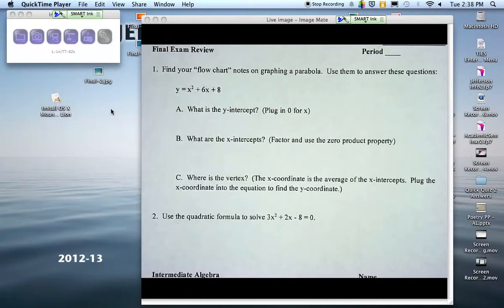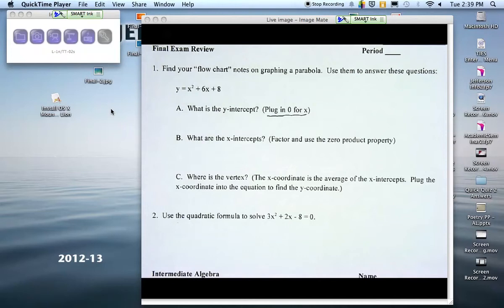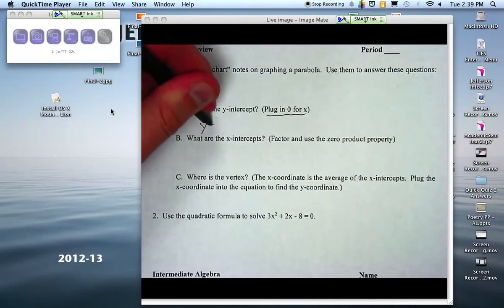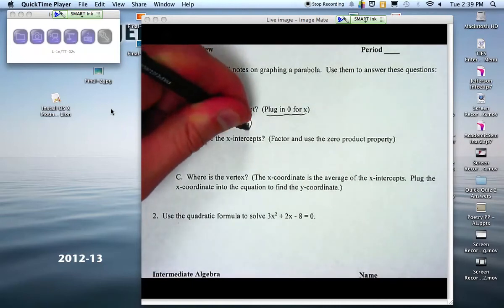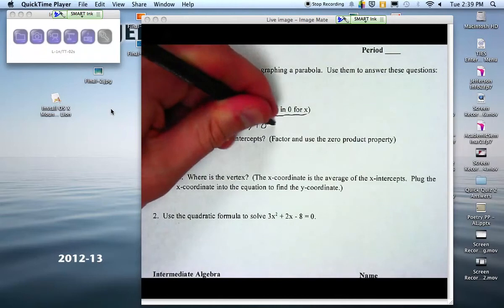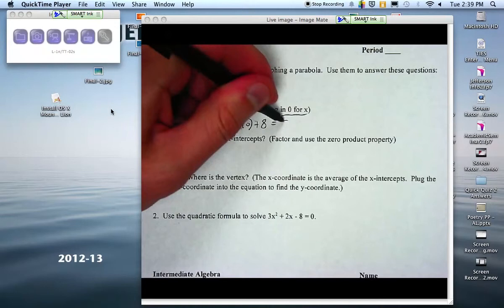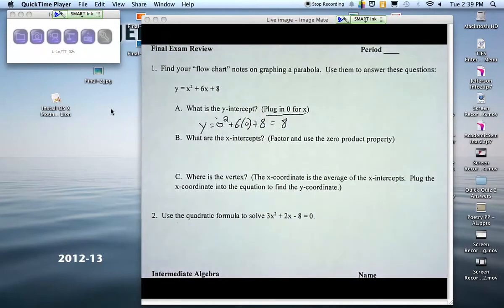So graphing parabolas, what is the y-intercept? I gave you the little hint, which you hopefully had in your notes here. You're going to plug in 0 for x. So the y-intercept happens when x is 0. And so I simply go along the line. Everywhere I see x, I replace x with 0. And it works out pretty easy then. I get 0 plus 0 plus 8. And so this parabola has a y-intercept of 8. That's all there is to it. You just plug in 0 for x.